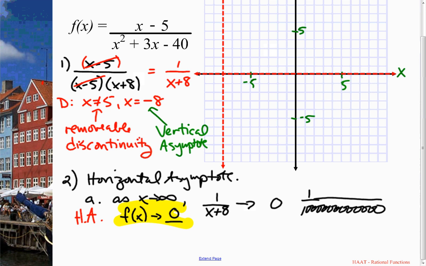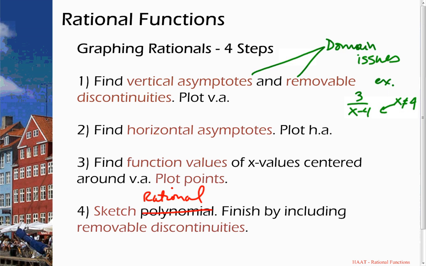Yay! So if you're playing along at home, which of course you are because you're doing this as a podcast, step 1, done. We found the vertical asymptotes and removables. Plotted the vertical asymptotes. We found the horizontal asymptotes. And now we're going to do step 3, find function values centered on that.